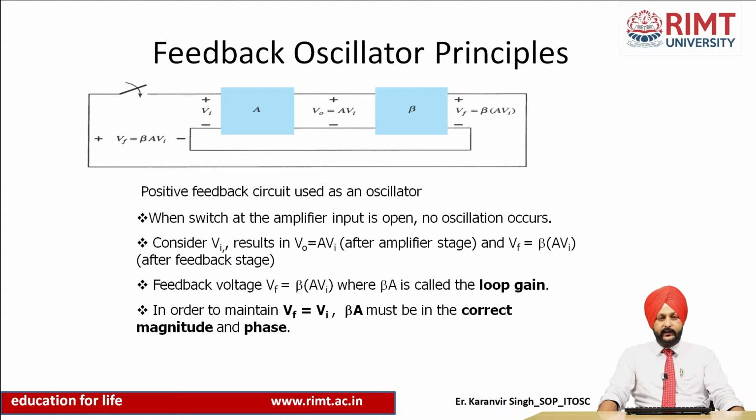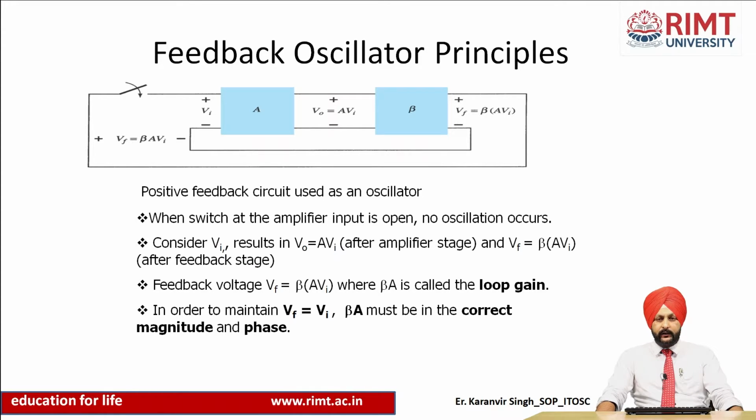Now we consider Vi, the input voltage we provide at the amplifier. After amplification, the amplifier produces the output voltage, which is AVi. This voltage goes to the input of the next block, the feedback factor, and it produces Vf, which is equal to beta AVi. This stage is actually the feedback network.